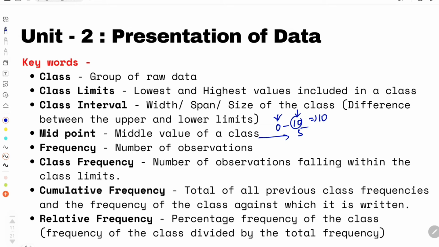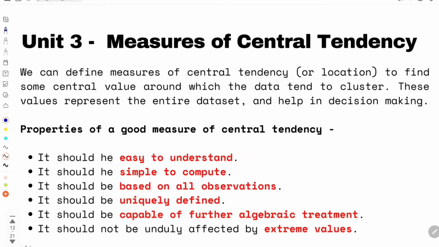Frequency is the number of observations that fall within the class. Class frequency is the number of observations falling within the class limits. Cumulative frequency is the total of all the previous class frequencies and the frequency of the class against which it is written. Relative frequency is nothing but the percentage frequency of the class. So those were the important topics mentioned in the second unit.